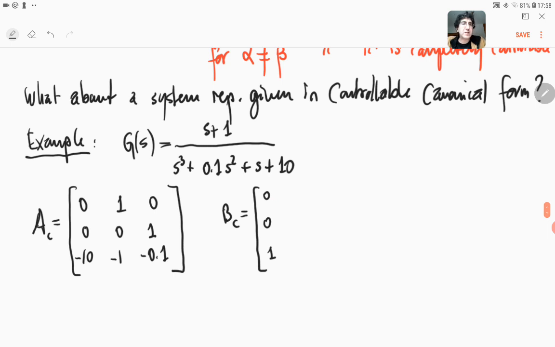Sorry about that. In the case of the controllable canonical form, the B matrix is already given by 0, 0, 1, and the C matrix is given by the coefficient 1, plus the coefficient of s, and the coefficient of s squared, which is 0 in this case.